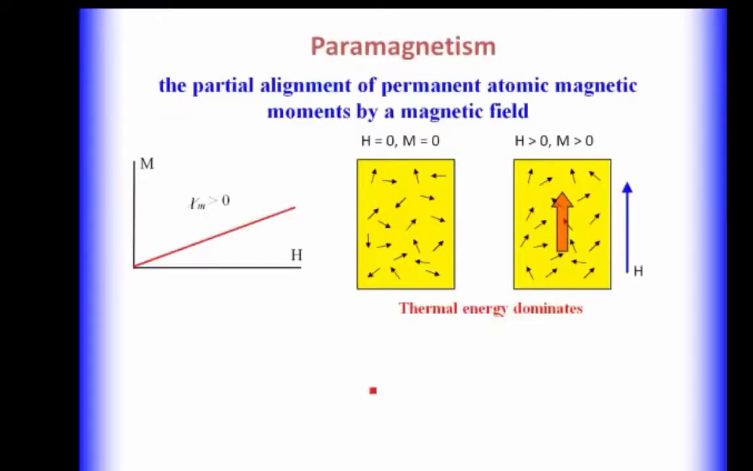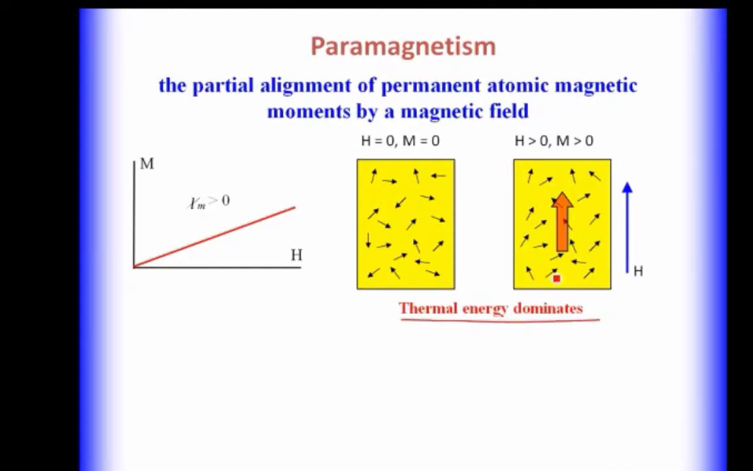So if we look then at the plot of the magnetization with H, when we're at 0, we have total disorder, and so we have no magnetization. We're at the origin here. As we apply a magnetic field, it will try to align. And I didn't emphasize this, but I should, is that you're fighting thermal energy.